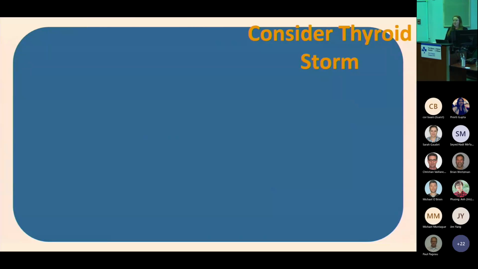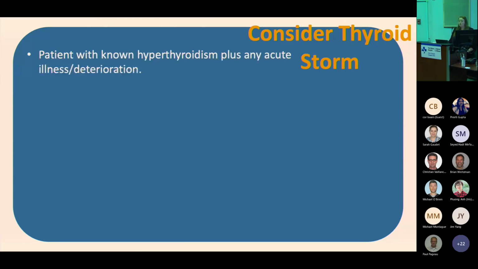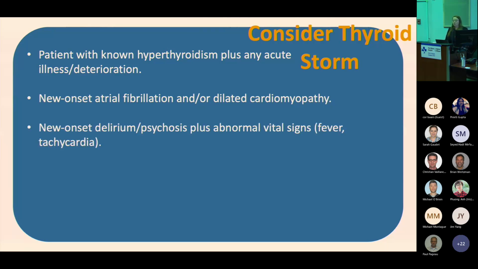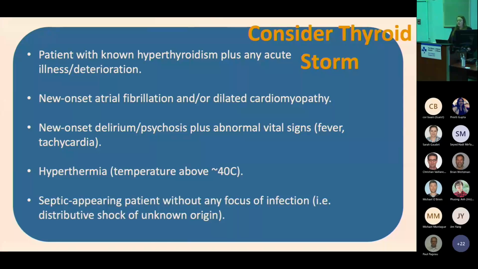All right, we've spent quite a bit of time exploring two entities that often lead to thyrotoxicosis in the ED. But let's quickly review a few clinical scenarios in which the diagnosis of thyroid storm in particular should be considered. So the first is a patient with known hyperthyroidism with an acute clinical illness or deterioration, someone who has new onset atrial fibrillation and/or new onset dilated cardiomyopathy, someone with new onset delirium and psychosis with abnormal vital signs, hyperthermia, mainly with a temperature above 40, and a septic appearing patient without any focus of infection.